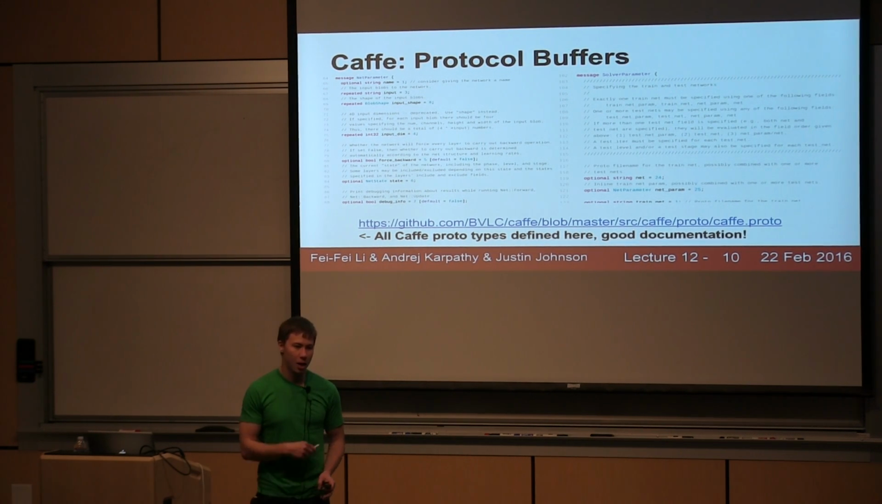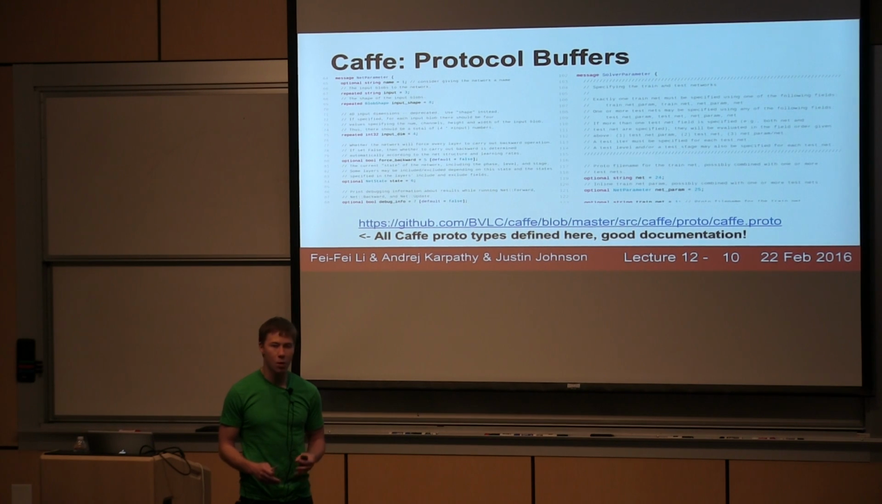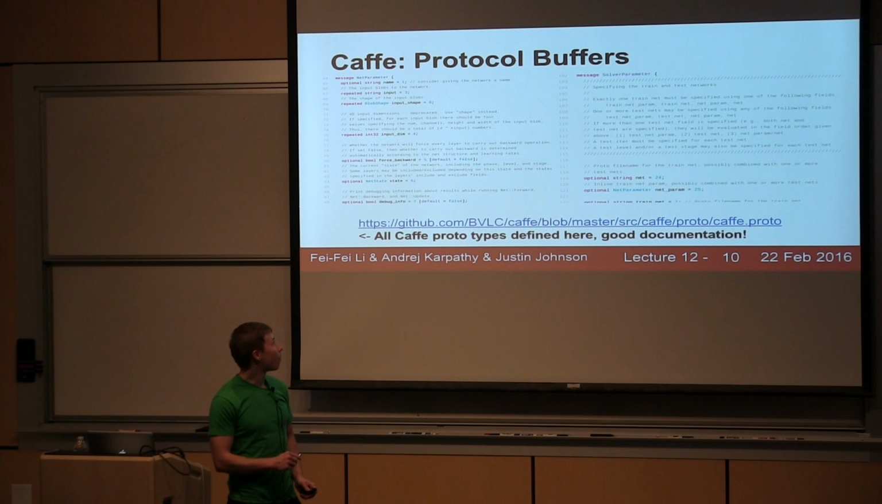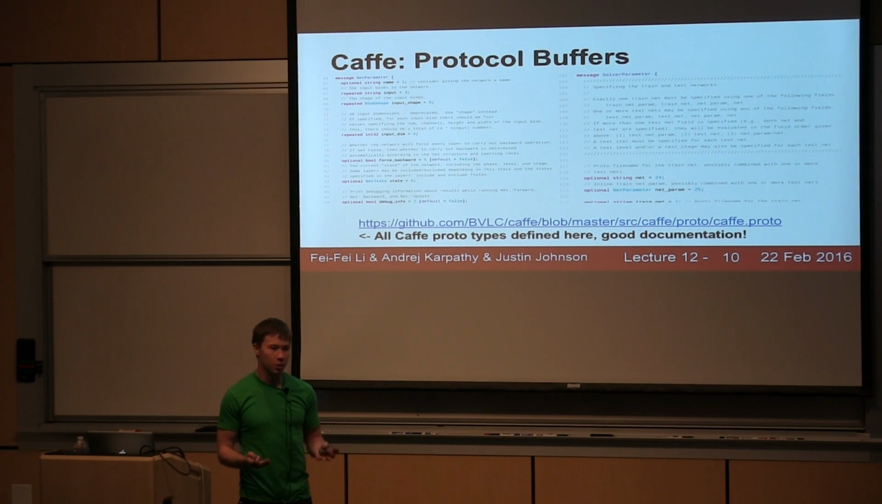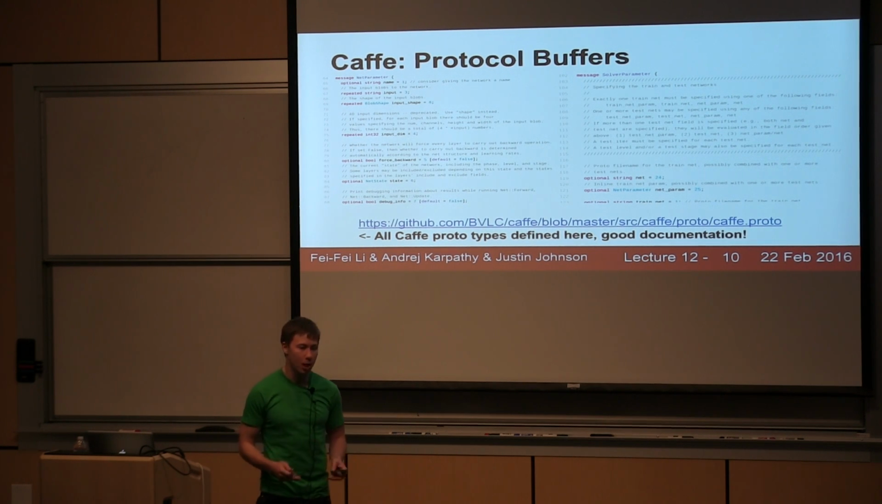So I'd really encourage you to check out this file and read through it if you have any questions about how things work in Caffe. And just to give you a flavor, on the left here, this defines the net parameter, which is the type of protocol buffer that Caffe uses to represent nets. And on the right is the solver parameter, which Caffe uses to represent solvers. So the solver parameter, for example, takes a reference to a net, and it also includes things like learning rate and how often to checkpoint and other things like that.